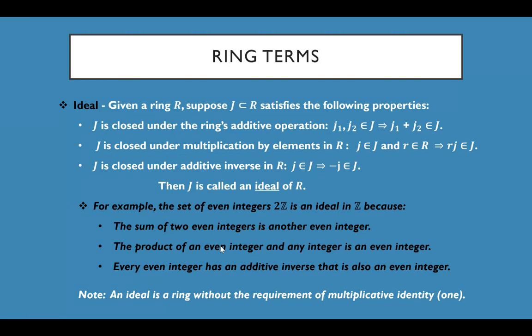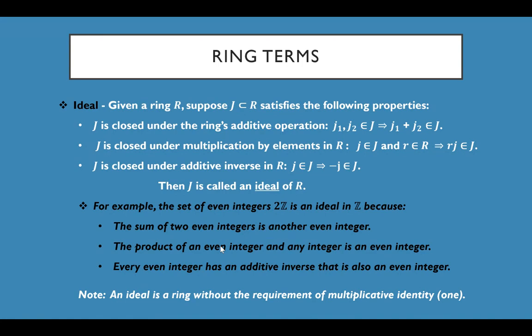The ideal is simply a subset of a given ring that satisfies 3 properties. This set is going to be closed under addition. It's going to be closed under multiplication by elements in R, and that's a little tricky, so let's talk about that for a second. If we have this subset J of our ring, any element in J multiplied with any element in the ring R should produce another element in J. So that's what we mean by closed under multiplication by elements in R.